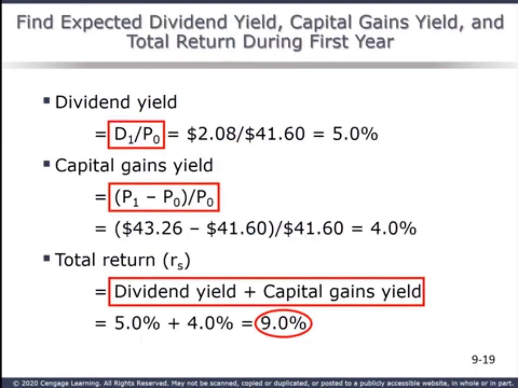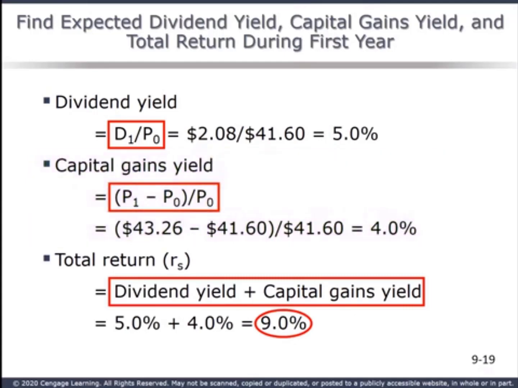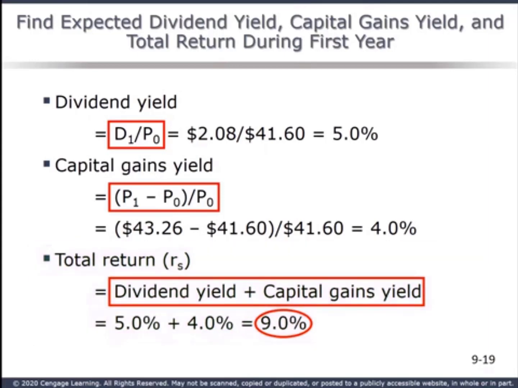An asset can only generate return in 2 ways, cash income or price appreciation. For our stock with a 9% required return, dividend yield is the cash return, equal to D1 divided by P0. $2.08 divided by 41.60, 5%. Capital gains is the price appreciation, which is equal to G, 4%. 9% is equal to 5 plus 4. They have to add up to equal the required return.